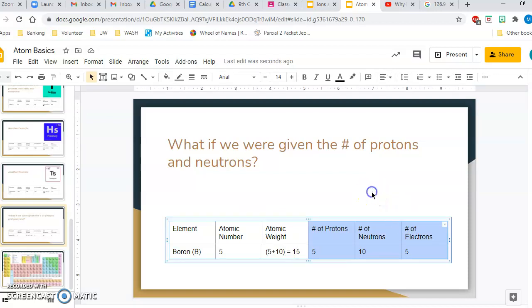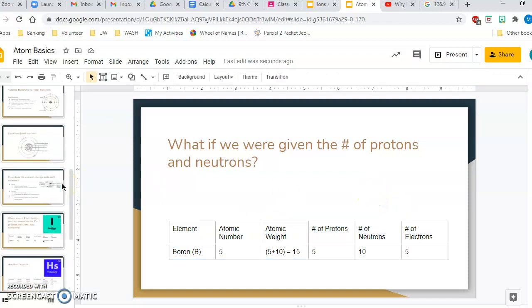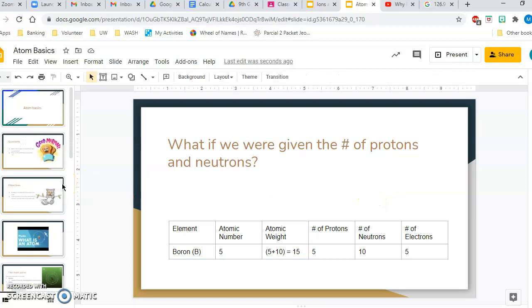So I know that it was just a few examples. We'll practice lots more as we continue to learn more about this, but this was just an introduction.